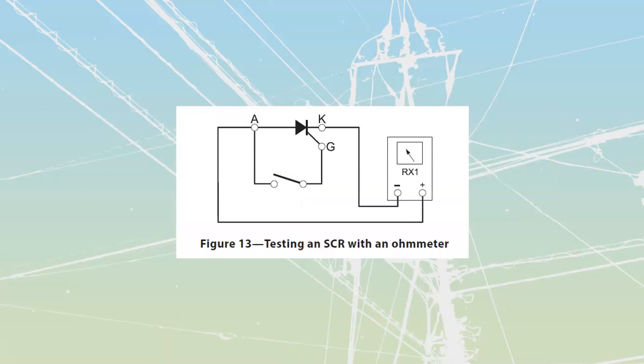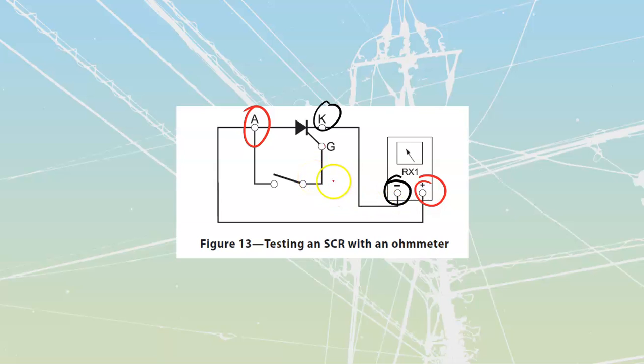Now, how do we actually make it operate on a meter? Well, what we'll do is take the negative or the black lead of our meter and connect that over to our cathode. The red lead of our meter, we are going to connect that over to our anode. And then all we need to do is just tap the gate lead to this.